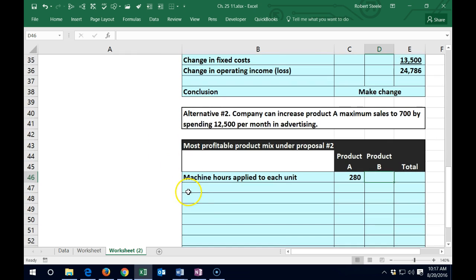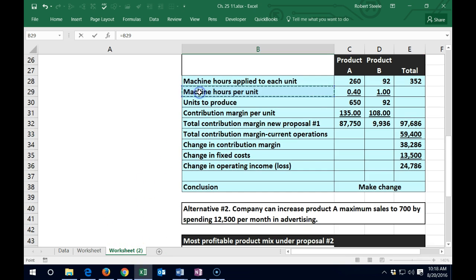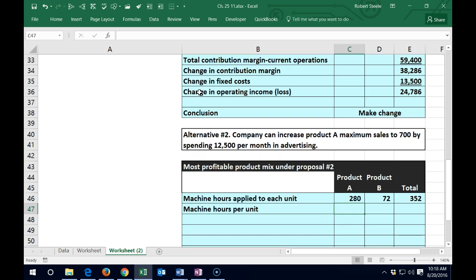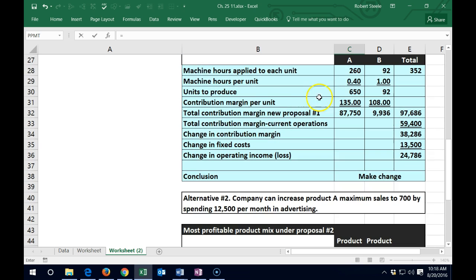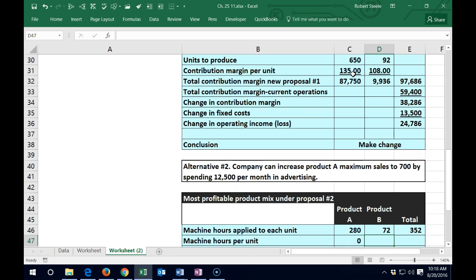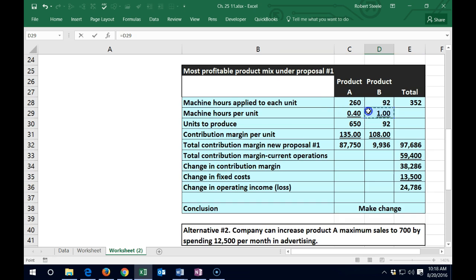So if we're spending 280 on product A, then we're taking the 352 minus that 280, which means we're going to be spending 72 spillover into product B, and that totals the 352 that we have available at capacity. And then we're going to take the machine hours per unit. I'm just going to say this equals this one here, machine hours per unit, and that is going to be the same numbers as well. This is going to equal the 0.4 and the 1.